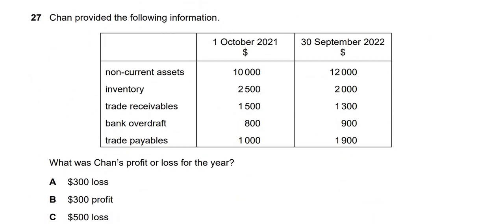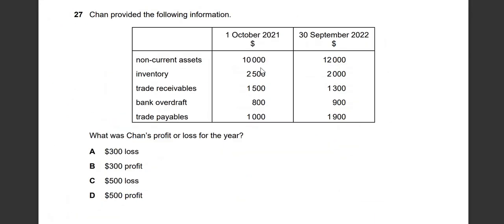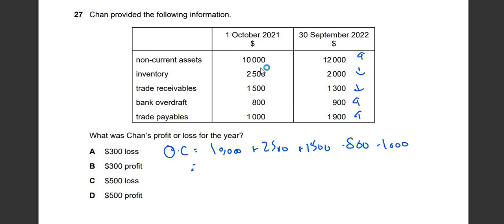Question 27. It says Chan provides the following information. Non-current assets increased, inventory decreased, trade receivables decreased, bank overdraft increased, trade payables increased. What was Chan's profit? In order to find profit, you will first find out opening capital, which is 10,000 plus 2,500 plus 1,500 minus 800 minus 1,000. So this turns out to be 12,200 opening capital.